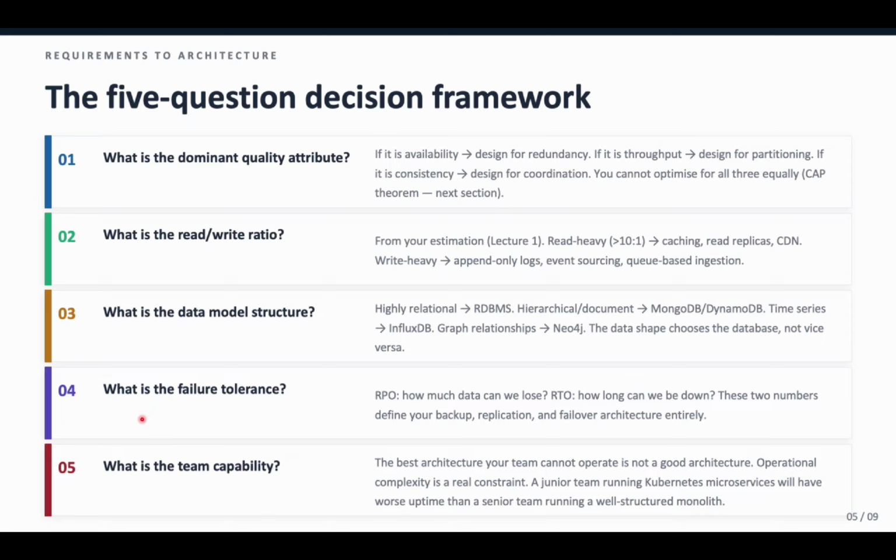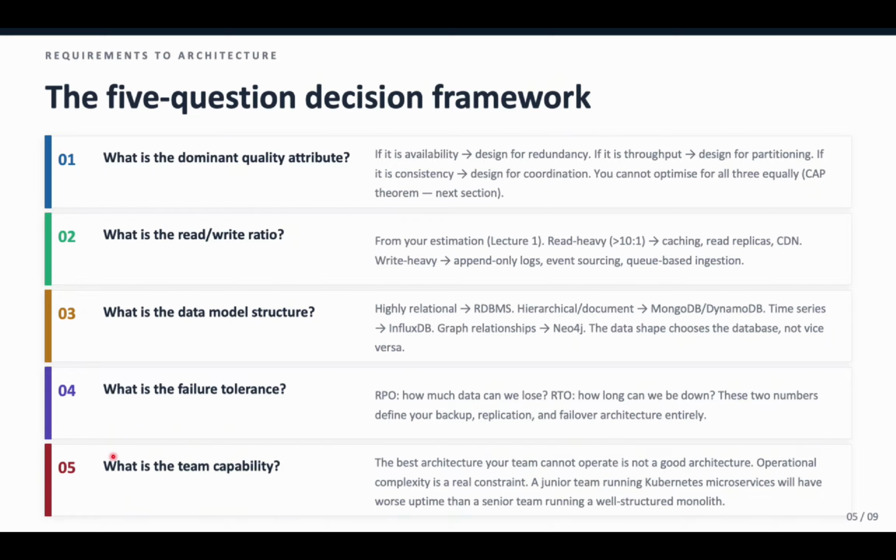And then we have question number 4. What is the failure tolerance? The RPO, recovery point objective, is how much data can we lose if the system fails: for 5 minutes, for 1 second, or maybe 0. Then we have the RTO, which stands for recovery time objective. How long can we be down while recovering, right? So 1 hour, 5 minutes, these two numbers completely define your backup strategy, your replication topology, and your failure architecture.